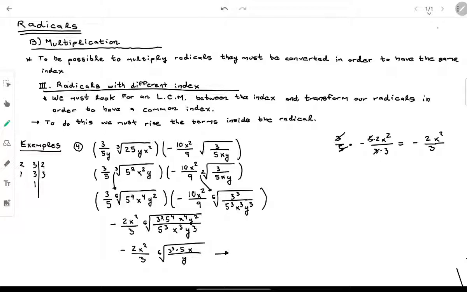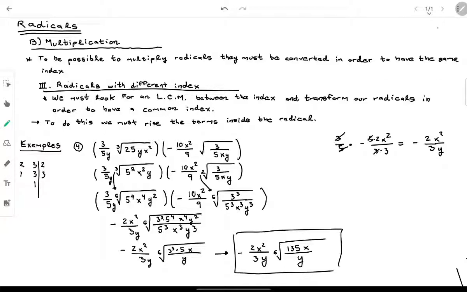So that's why our answer is going to be... I'm sorry, here I forgot the y. I didn't write it here. It should be here and here. So the answer is minus 2x squared divided by 3y, all of it that multiplies the sixth root of this one. It's 27 times 5, that is 135 x divided by y, and that will be my final answer. So it doesn't matter that we have fractions or so, the process is exactly the same.